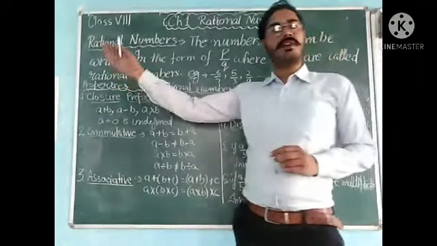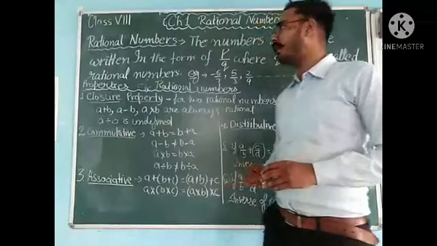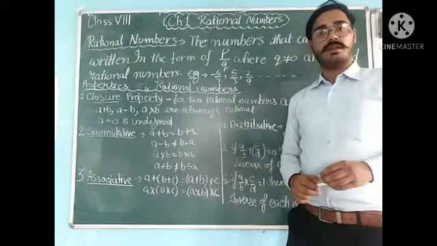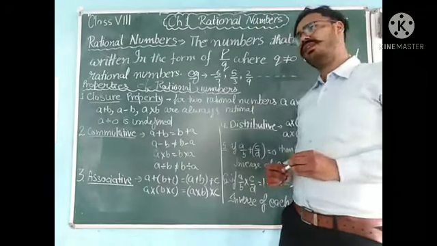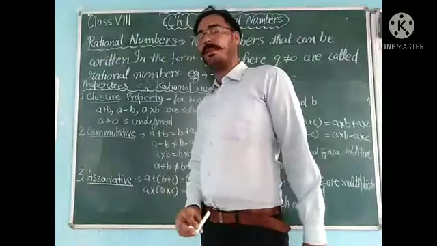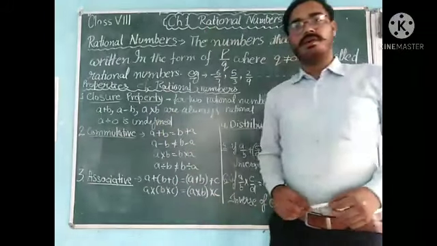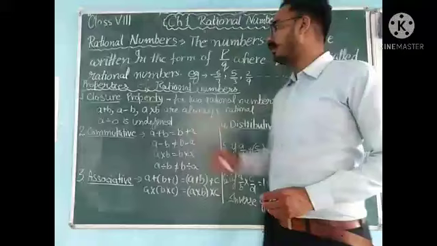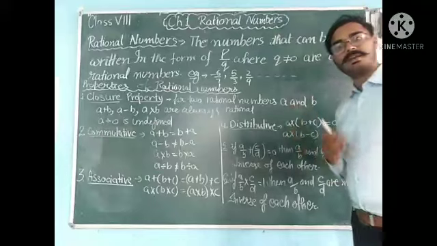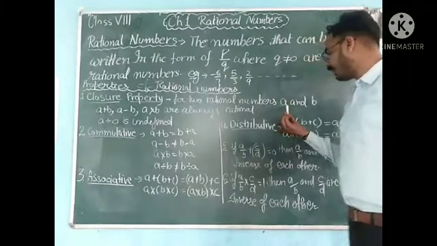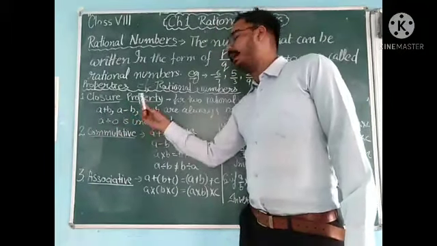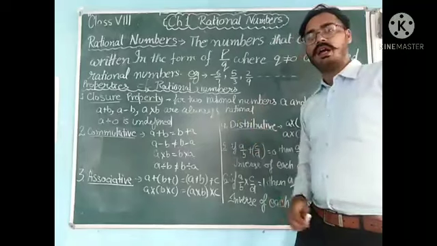Now come to some of its properties. Now we will talk about the properties of rational numbers. So, what kind of properties are we going to deal with? Let's see. First is the closure property. In the closure property, we deal with two rational numbers A and B. अगर हमारे पास दो rational numbers हैं, one of them is A and the other is B, then A plus B, A minus B, A multiply B are always rational.